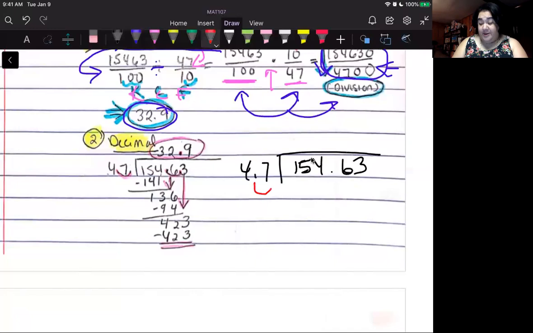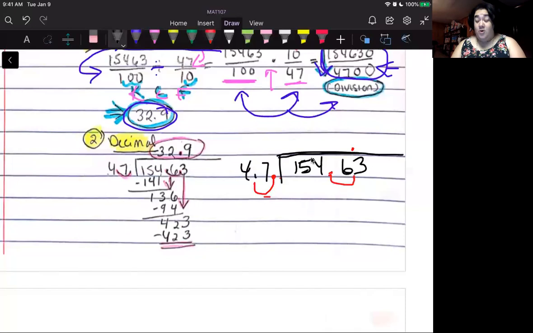Okay? But however many places we had to move it to the right in order to turn it into a whole number, because now instead of being 4.7, it is the whole number 47, we have to adjust by moving the decimal point of the thing that's being divided, the dividend, and we have to move it as well. So since I had to move one place to the right to turn 4.7 into 47, I must take the decimal of my dividend and move it over one place to the right to turn it into 1,546.3. Now, once I've done that, not only do I write the adjustment here, but I also put the adjustment up on my line so that now I know where the decimal point is going to be in my answer, the quotient. And now I can begin to start dividing the way I normally would.